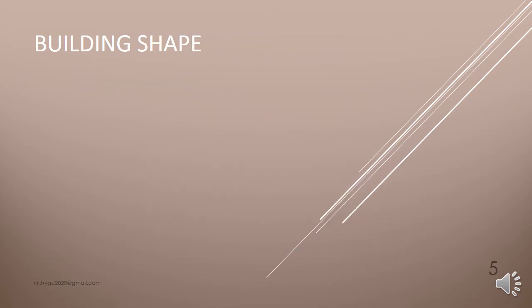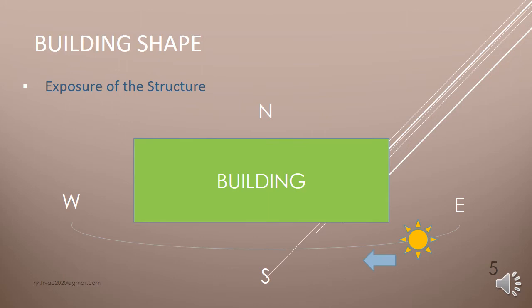Building shape. Considering the sun travel path, the shape of the building plays a major role in energy saving. Ideally, the north and south should have the maximum building length, while the east and the west should have minimum building length to reduce the sun's exposure.